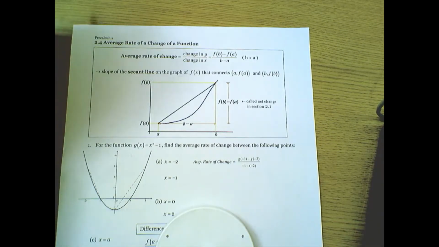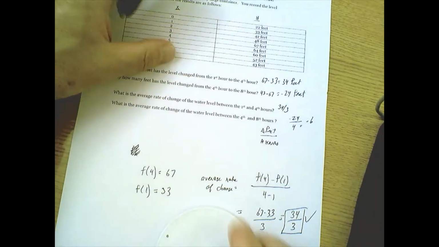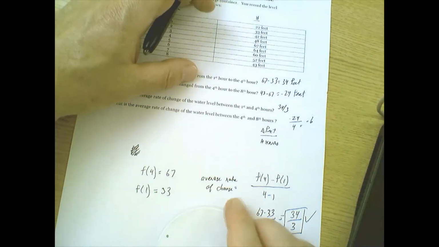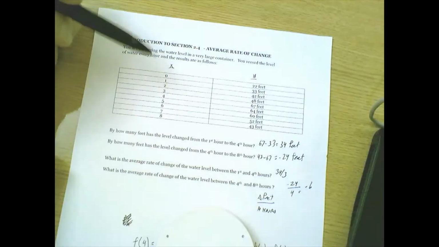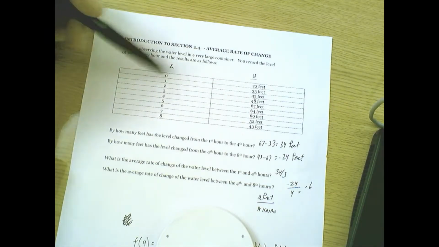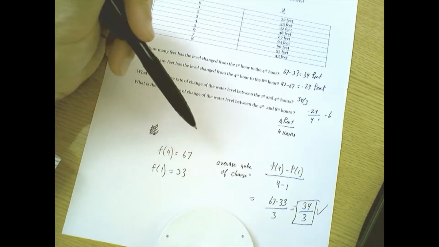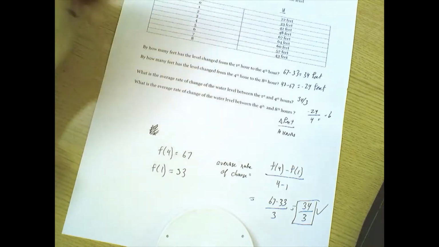Nothing more, nothing less. Putting it together, if we went back on the other side and asked that question, what's the average rate of change of the water level between the first and fourth hours? We said the answer was 34 over 3. Well, if we worked from a function standpoint, what would we say? f of 4 is equal to 67. f of 1 is equal to 33.